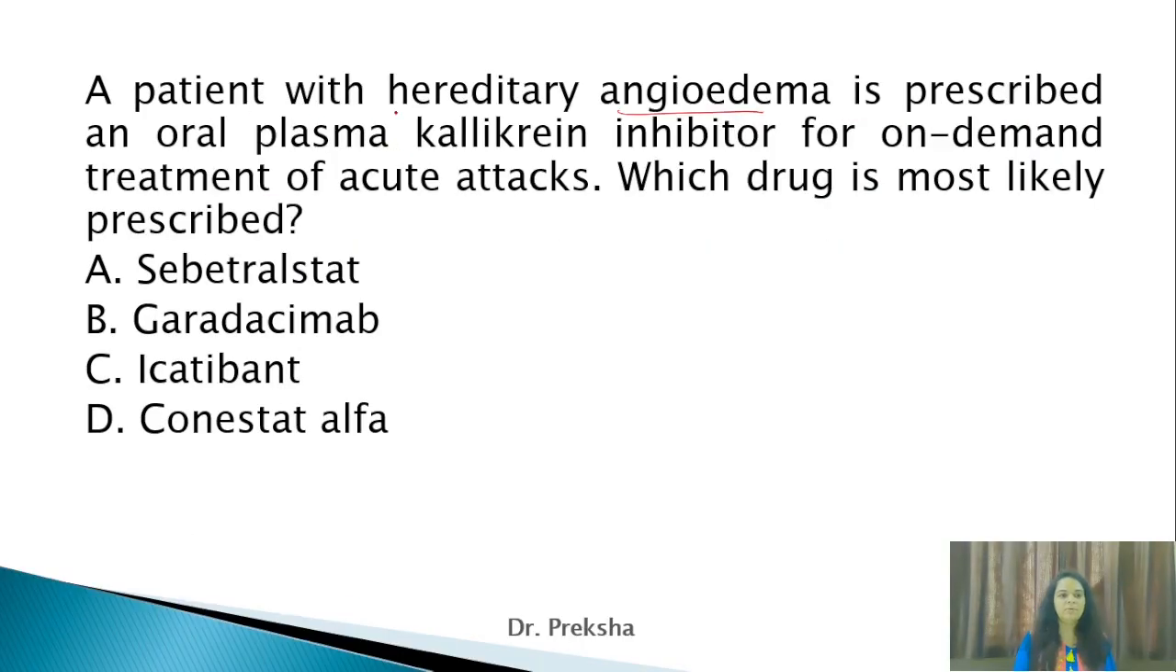Next MCQ. A patient with hereditary angioedema is prescribed an oral plasma kallikrein inhibitor for on-demand treatment of acute attacks. Which drug is most likely prescribed? Sebetralstat, Garadacimab, icatibant, Conestat alfa. Plasma kallikrein inhibitor, the drug is sebetralstat. So the oral plasma kallikrein inhibitor is sebetralstat.